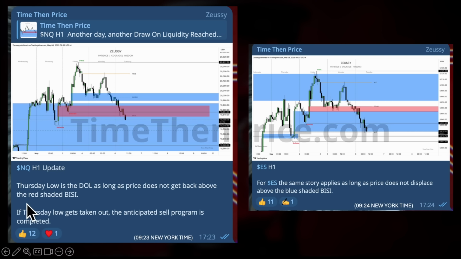Notice, however, that I outlined that if the Thursday low gets taken out, the anticipated sell program is completed. Meaning, when the Thursday low gets taken out, that is the end of the sell program which I'm looking for. I'm not looking for the market to dump another few hundred points. No, I'm anticipating the sell program to end the moment that we take out that Thursday low.